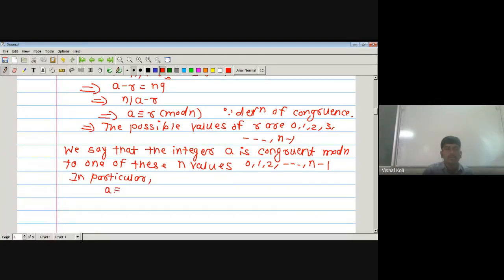a is congruent to 0 modulo n. If a is congruent to 0 modulo n, which implies n must divide a, since n divides the difference of these two integers a and 0, that is, n divides a. And according to the definition of congruence, if n divides a, which implies a is congruent to 0 modulo n, therefore this is an if and only if statement. Therefore a is congruent to 0 modulo n if and only if n divides a.